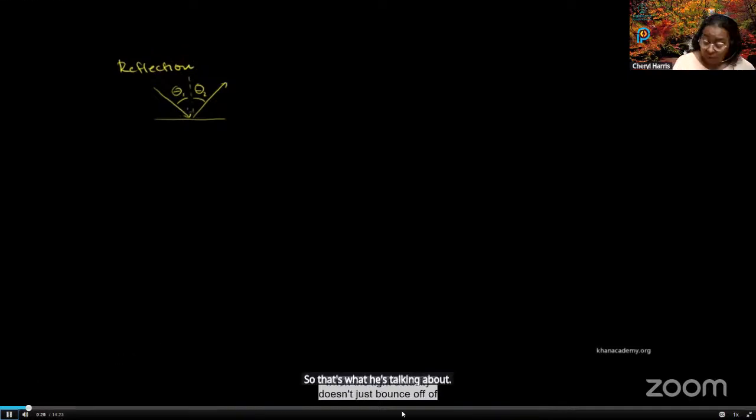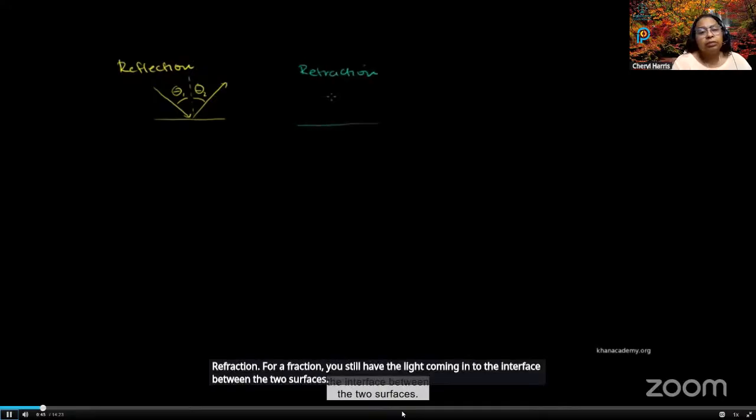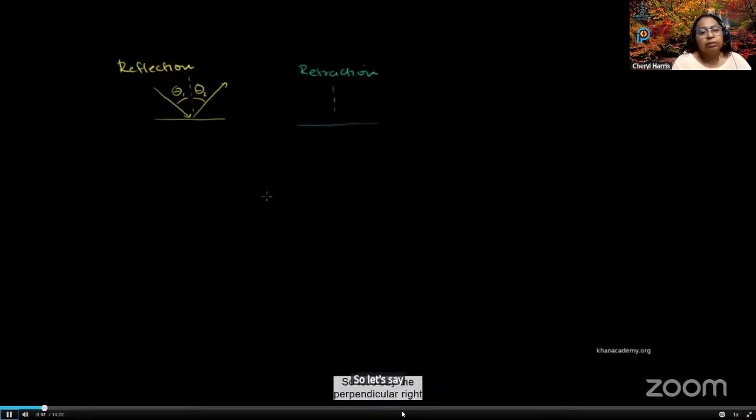It's when the light actually doesn't just bounce off of a surface, but starts going through a different medium. So in this situation, we will be dealing with refraction. You still have the light coming in to the interface between the two surfaces. Let's say that's the perpendicular right there. Let me continue the perpendicular all the way down like that. And let's say we have the incident light ray coming in at some angle theta 1, just like that.